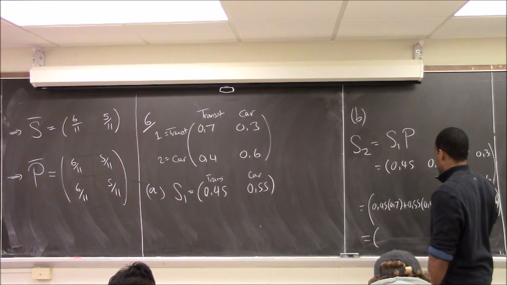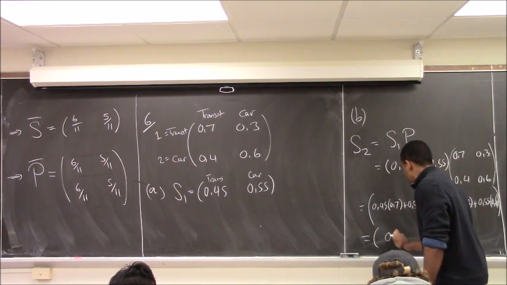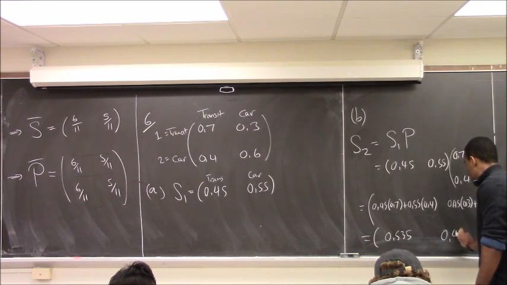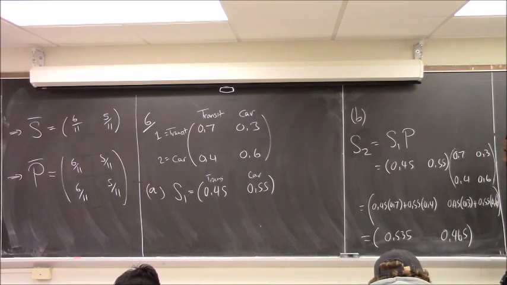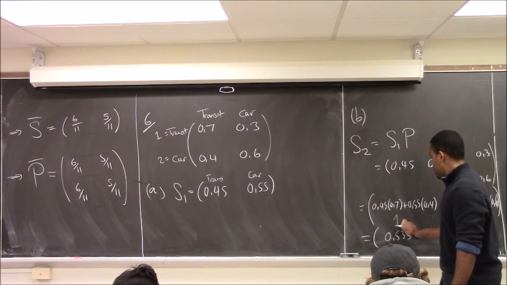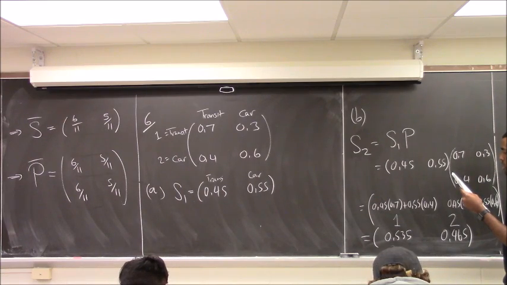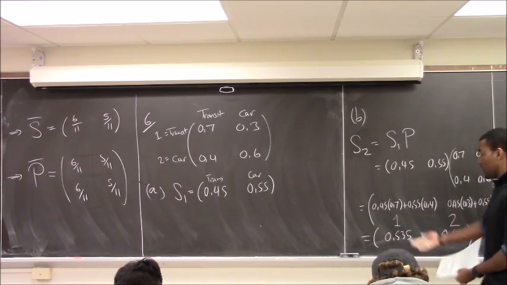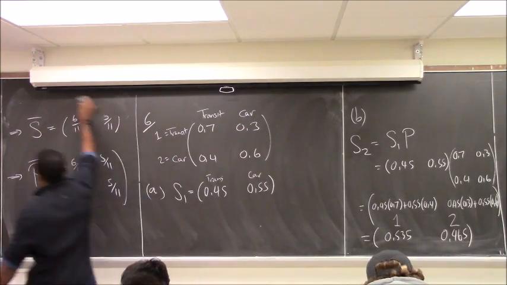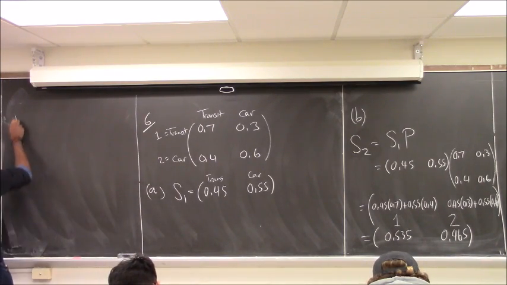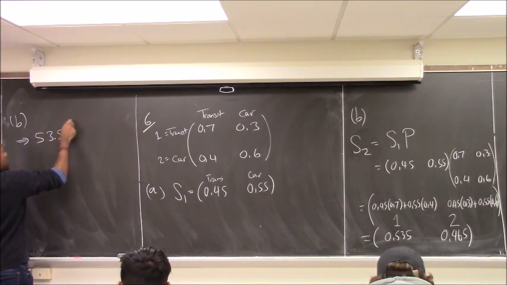The first entry was what? 0.535 and 0.465. And so these are the transit people after 1 month. These are the car people after 1 month. And so B, what percentage of commuters will be traveling using the new system after 1 month? 53.5%. So for B, the answer is 53.5%.